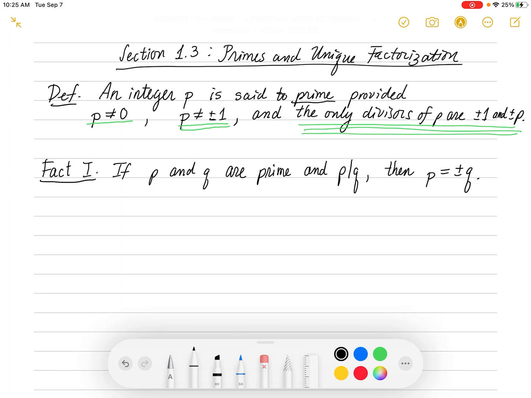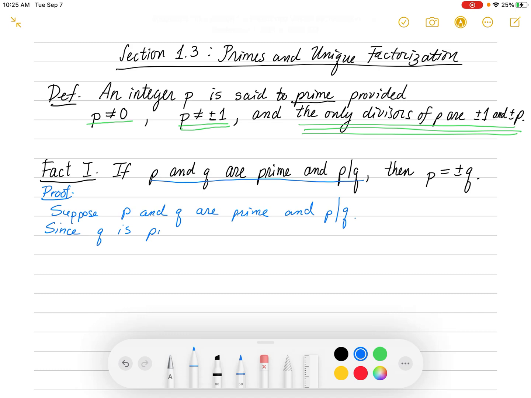So I want to prove an if-then statement here. So I want to prove this. To prove an if-then statement, we're going to assume the antecedent here in blue. So let's suppose p and q are both prime, and also p divides q. Okay, so remember q is prime. So since q is prime, we know q is not 0. We know q is not plus or minus 1.